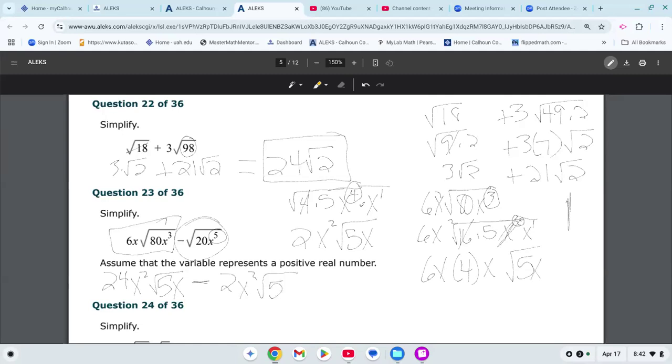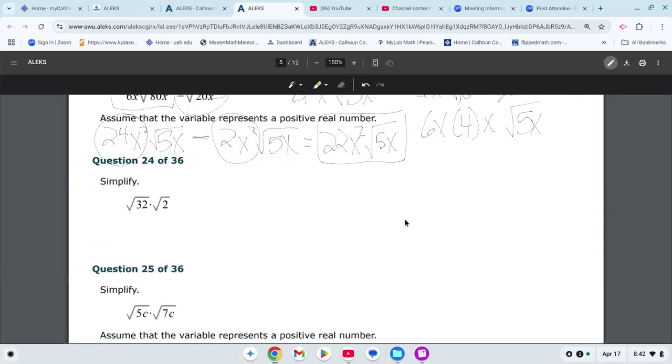Now, I have to be careful here because I have to make sure that I can combine those two terms together. So 24x squared minus 2x squared gives me 22x squared times the square root of 5x. And that would be my final answer for number 23.